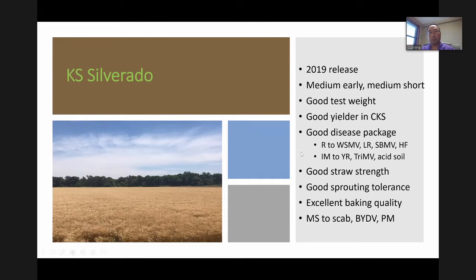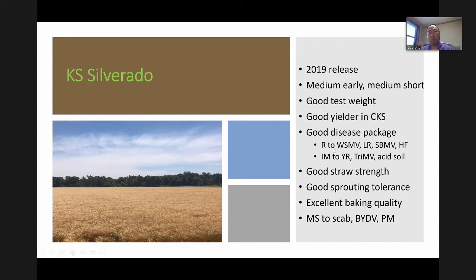So it has good disease resistance, has resistance to the wheat streak mosaic virus, and also has an intermediate reaction to the triticum mosaic virus. So with these two, it will provide a good protection to the wheat streak mosaic disease. Has good resistance to leaf rust, and also has soil-borne resistance. Intermediate stripe rust resistance, a little bit weak. It's intermediate, and also intermediate to acid soil.